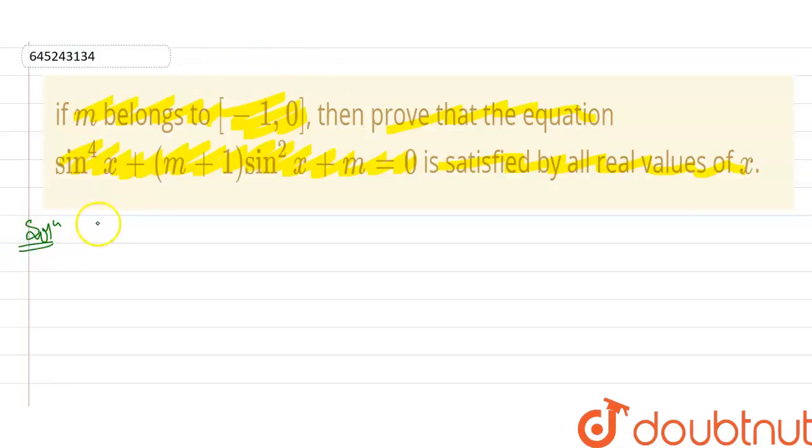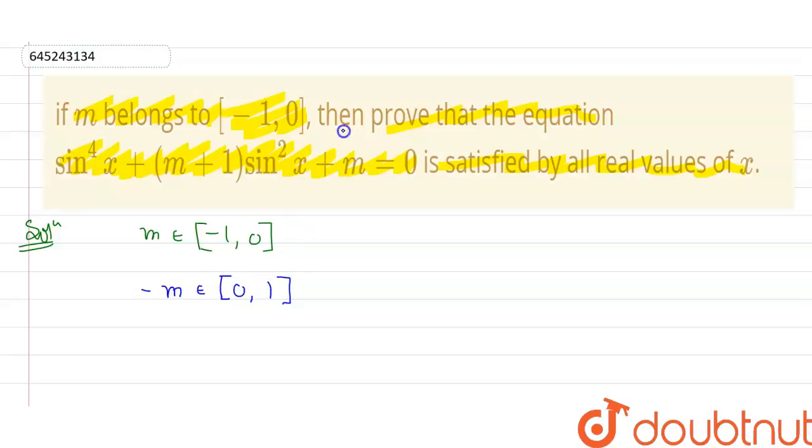Okay, so first of all, this is my solution part. It says that m belongs to -1 to 0. In that case, I can say that -m will belong to the interval, exactly, you guys know it very well, from 0 to 1, in square brackets.